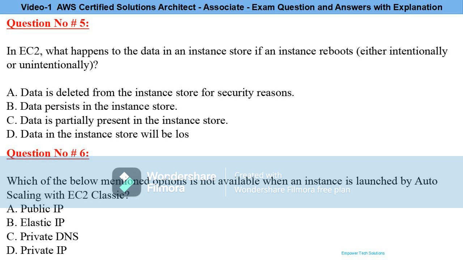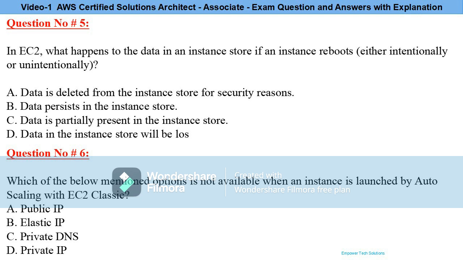So we'll move further. Fifth question: in EC2, what happens to the data in the instance store if an instance reboots, meaning it suddenly stops, intentionally or unintentionally? What will happen? The data is deleted from the instance store for security reasons, or the data persists in the instance store, or the data is partially present in the instance store, or the data in the instance store will be lost. Okay.